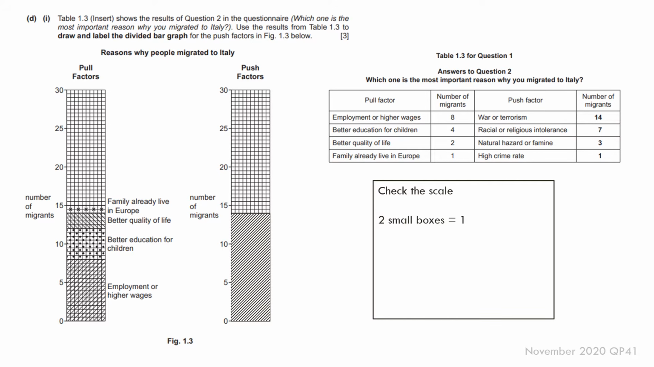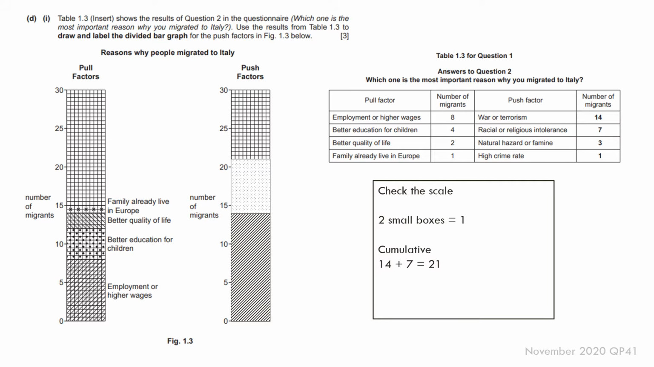So the first one I'm going to draw is 14. The first one, war and terrorism, goes all the way up to 14. Now the next one, and it's important to remember that these types of graphs are cumulative. What I mean by that is 14 plus 7, so 7 is the next one, equals 21. If I was to take 14 away from 21, that would give me 7. So racial religious intolerance would be 7, and I'm going to add 7 on to take me up to 21.